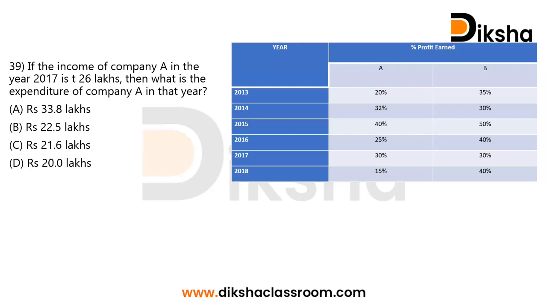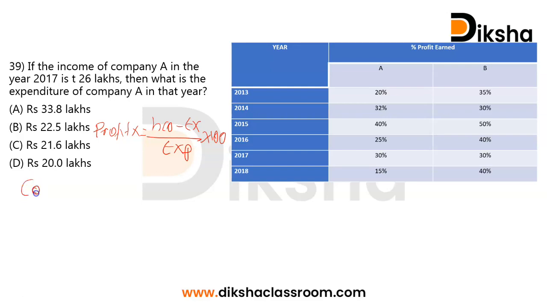It seems this particular question set is a bit tough, but almost all the questions are based on the same equation: profit percentage equals income minus expenditure by expenditure into 100. If you are clear with this equation, you will get the answer to all questions. If you are not clear, you can't answer any question. So we'll try to do this question.